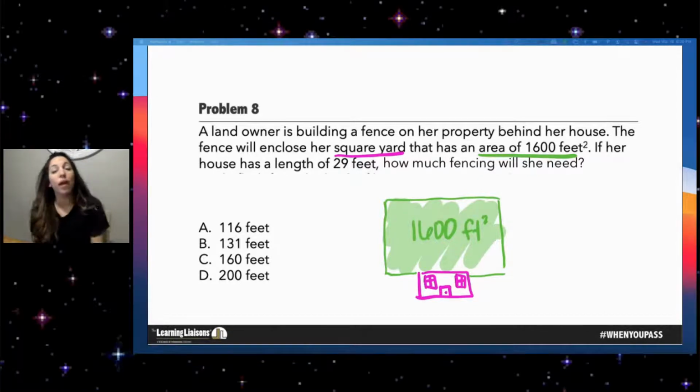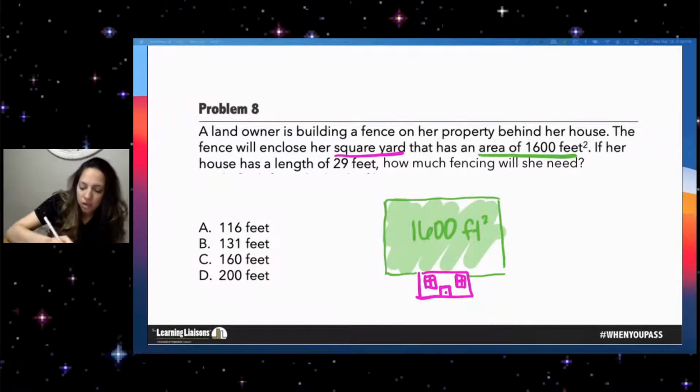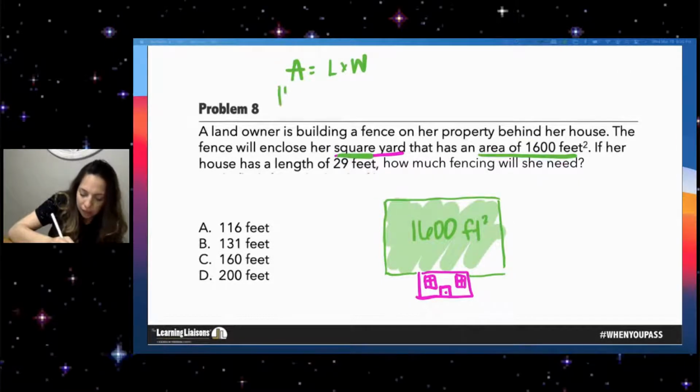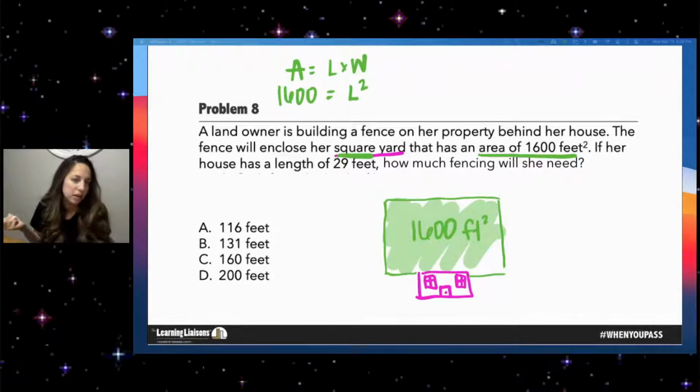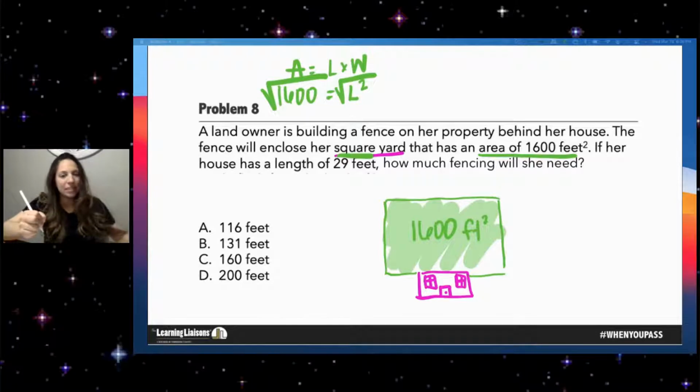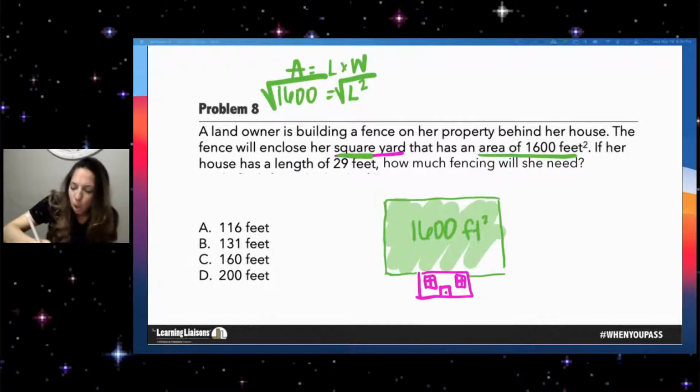Well, I can square root that number because I know that area equals length times width. But really, in a square, they're going to be the same. The length and the width are going to be equal to each other. So really my area is 1600 equals length times length, which is just length squared. And I can square root both sides. The square root of 1600 is 40. So one side of my square is going to equal 40.